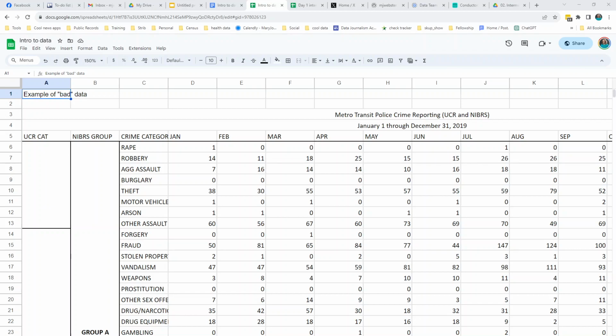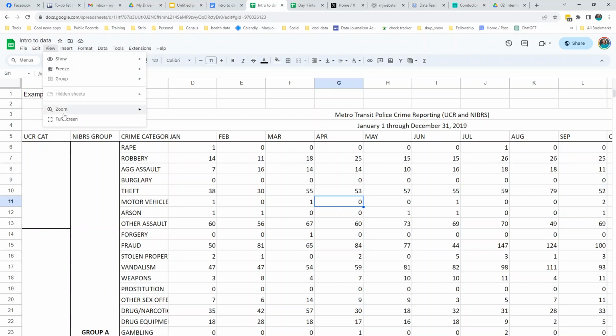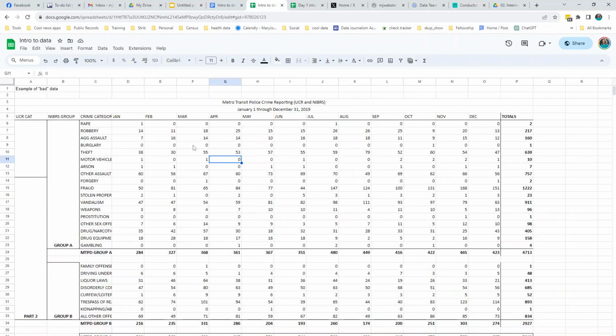Speaking of structure, here's an example of a real data set I got from the Minneapolis-St. Paul metro area transit police. And they gave me, I'll make this a little smaller so maybe you can see it, they gave me a separate table for each year. So this first table is 2019, each month, and how many crimes there were in each of those months.